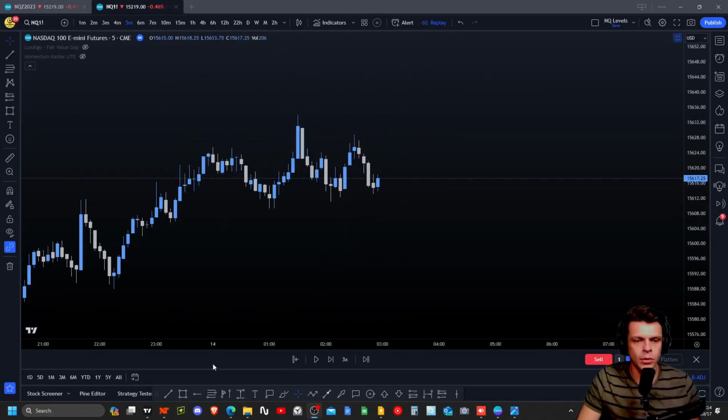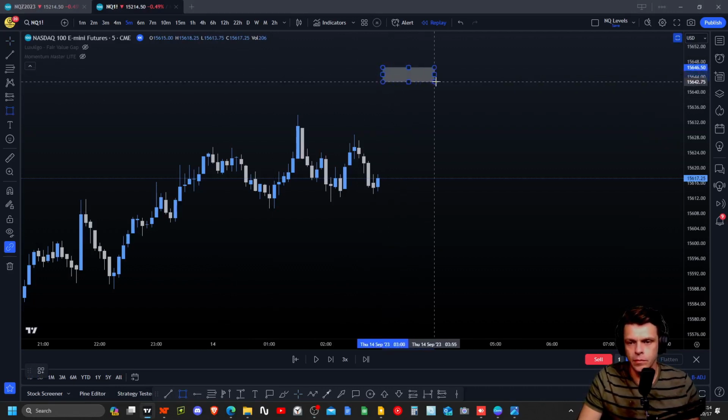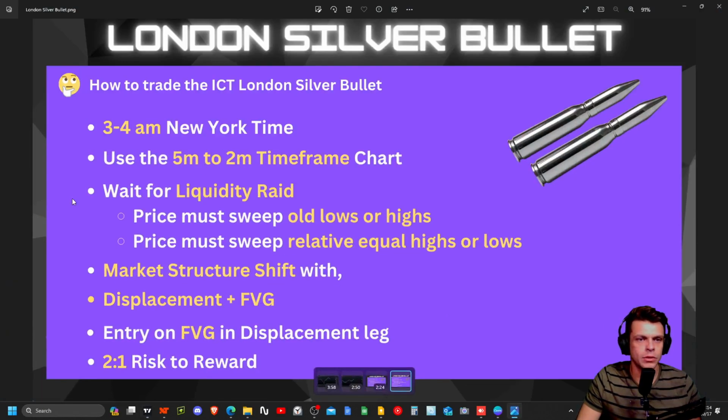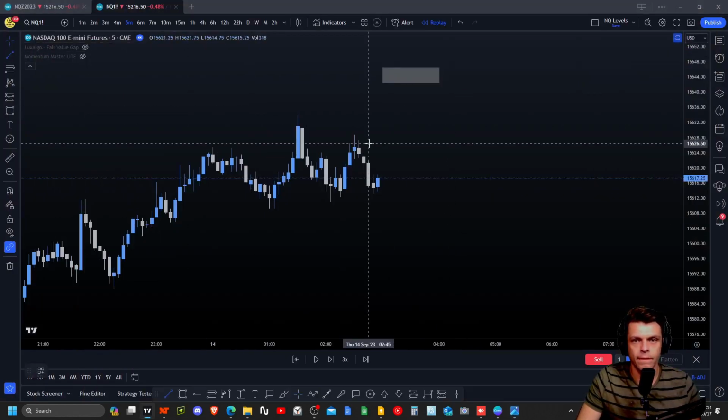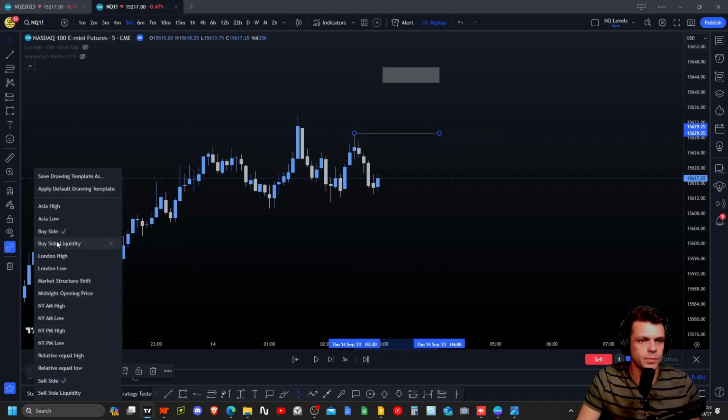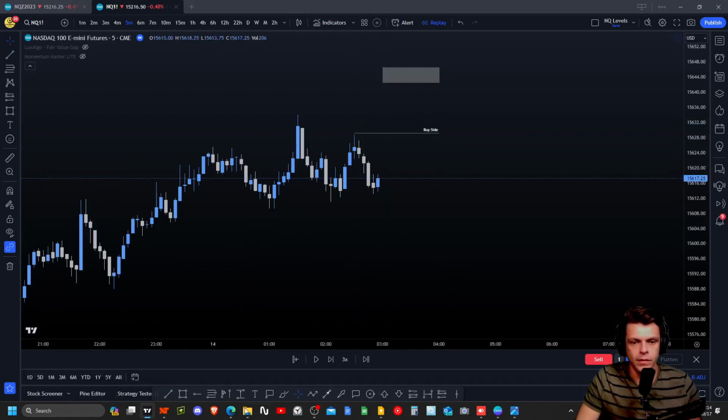Okay, this is example number 3. So just before 3 a.m., we come to the chart. We mark off the silver bullet time window from 3 to 4 a.m. There we have it. And then the next step is to mark off the potential liquidity pools. The buy side above old highs and sell side below old lows.